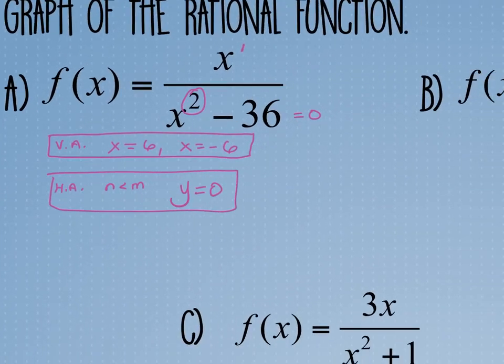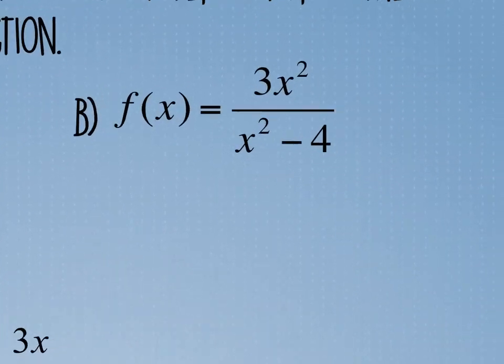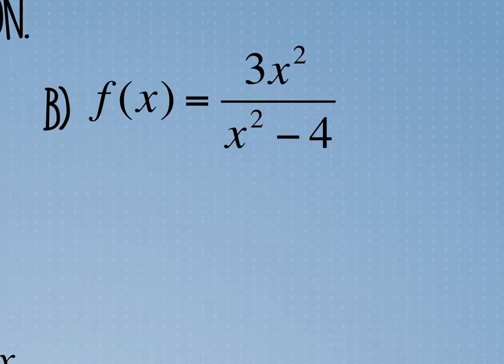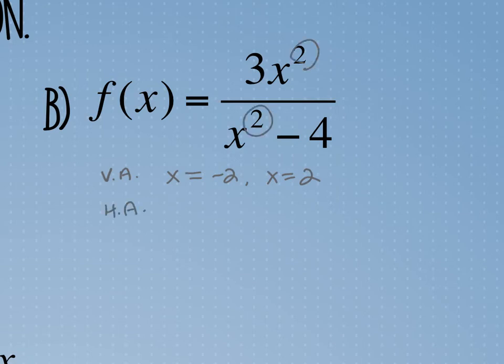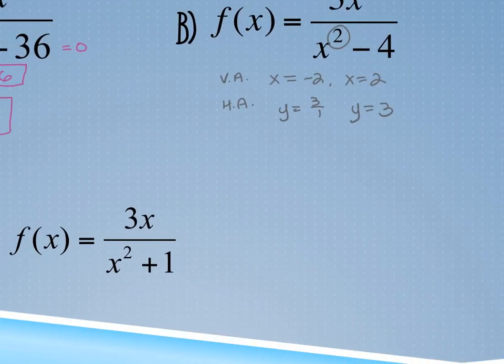I lied. I'll do the first 2 with you, and then I'll let you do the rest for yourself. B. What would be my vertical asymptotes? Oh, yeah, this is the one. I knew I was going to come back on it. This is x equals 2 and negative 2, and your horizontal, they're the same. Leading coefficient is 3 over 1, and then you're going to reduce that to y equals 3.